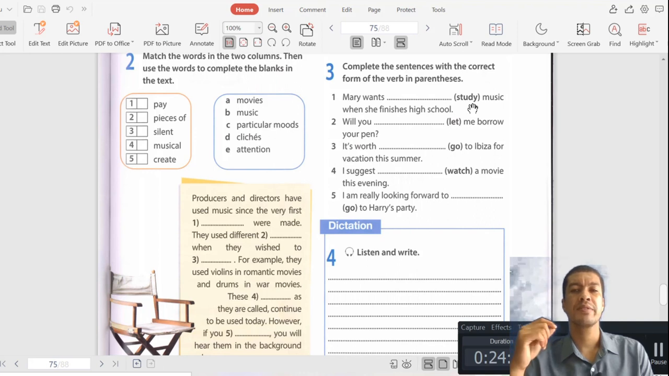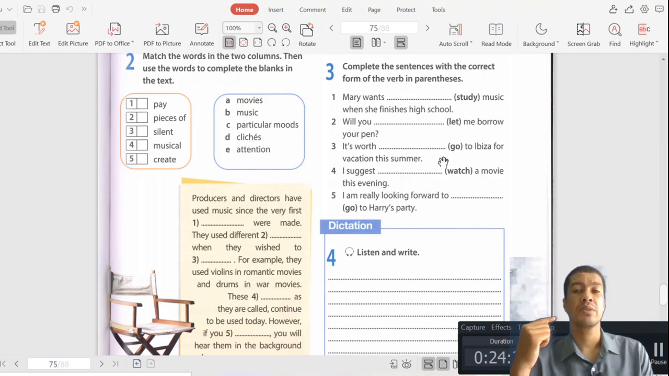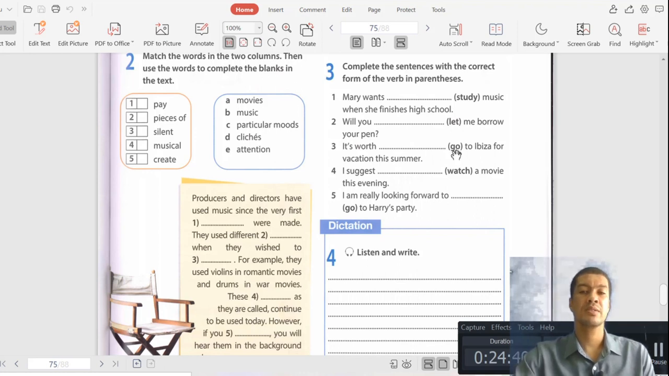Right, now I want you to pay specific attention. It's worth go to Ibiza for summer vacation this summer. This speaks of an event that is still going to happen in the future. So we can see already that we are going to use the progressive form of this verb. So it's worth going to Ibiza for vacation this summer. The correct form of go is going, which is a progressive form of the word go.